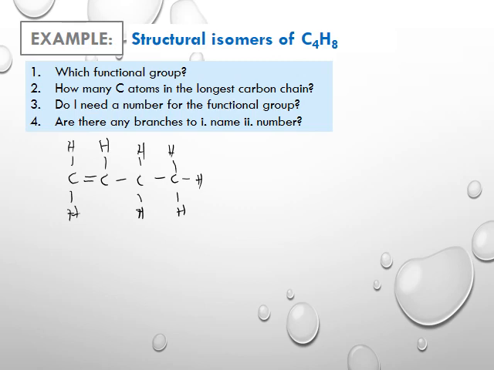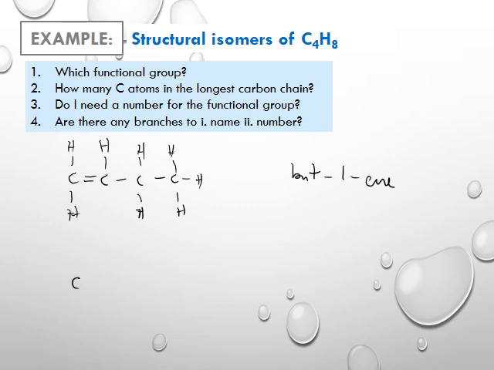So which functional group? Ene is our functional group, so it's a suffix one. How many carbons in the longest carbon chain? 4. Do I need a number for the functional group? Yes, because it's on carbon number 1, but it could have been on carbon number 2. So but-1-ene. Are there any branches to name or number? No. So that's the name of that one.